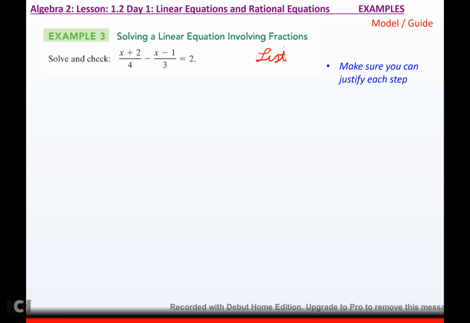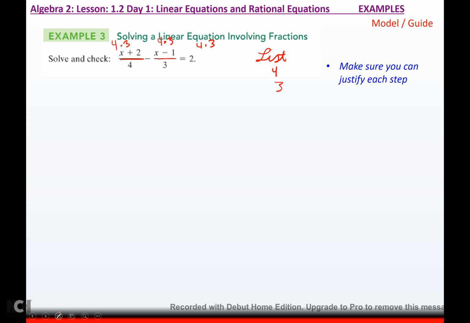What I do is I make a list. Okay, I make a list where I look at all my denominators. There's a denominator of 4, there's a denominator 3. So to clear them, I'm going to have to multiply everything by 4 and 3. So if I multiply by 4 times 3, multiply by 4 times 3, multiply by 4 times 3, you've got to do it to every term, even if it's not a fraction.